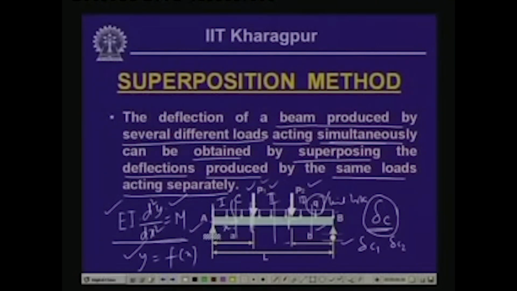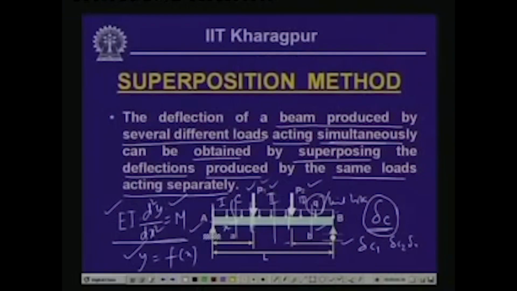Thirdly, we assume that the beam is subjected to the concentrated load P2 and no other loads, neither the uniformly distributed load nor the concentrated load P1. If the beam is subjected to only P2, again we can solve the differential equation, arrive at the expression for y as a function of x, and compute the deflection at point C from the equation of the elastic curve. Let us call that deflection delta C3.